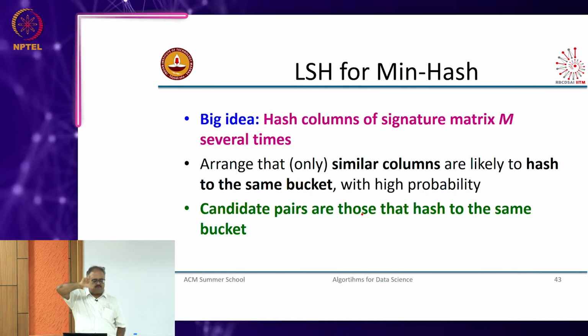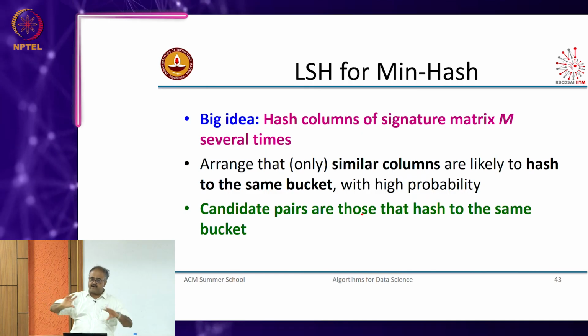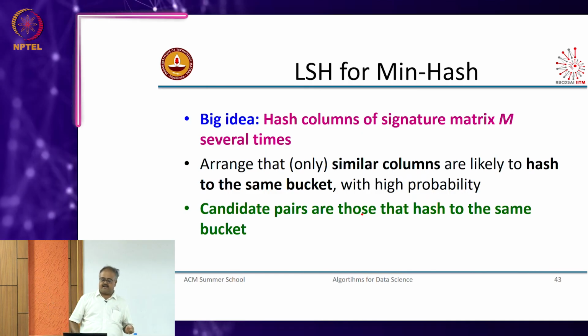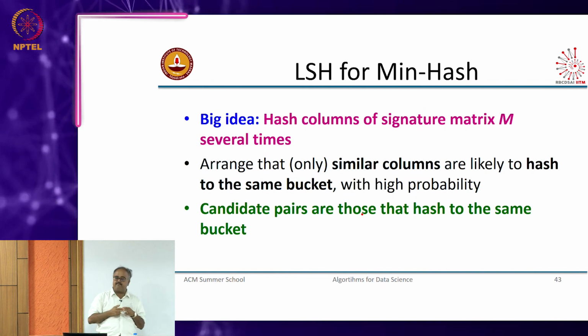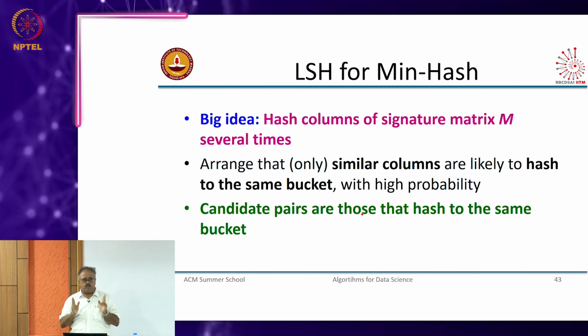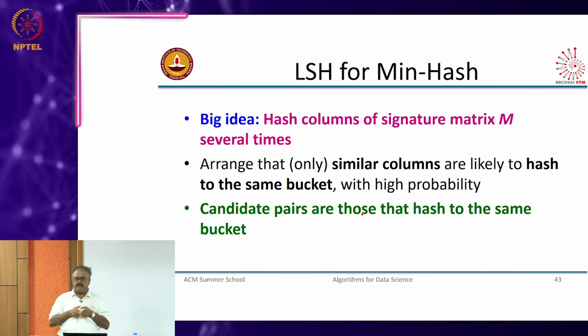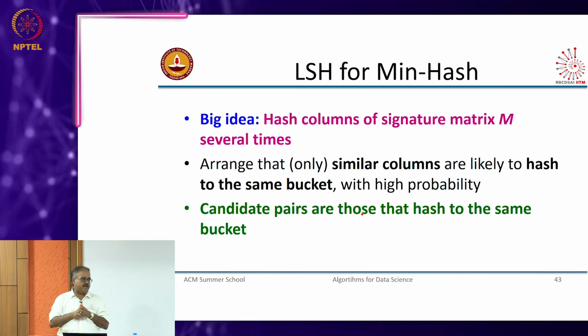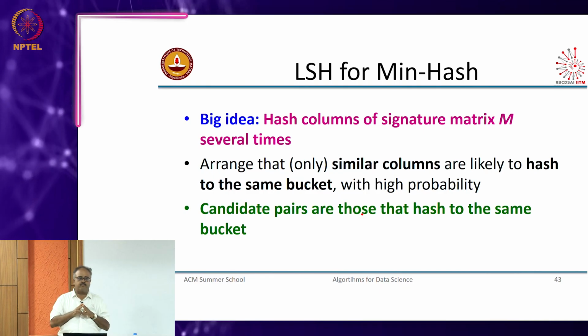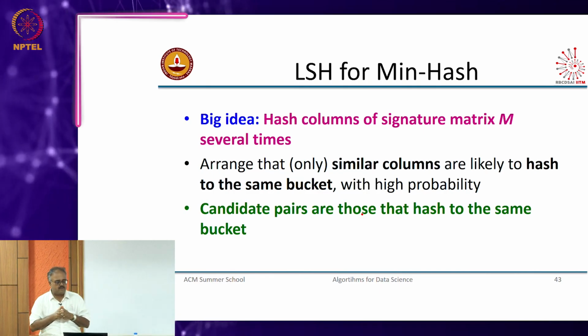we have the columns of this signature matrix, right. I am going to come up with a new hash function, right, such that if two columns hash to the same bucket, then with a high probability their similarity is greater than 0.8 or whatever threshold I give. So, I am just using 0.8 as my stand-in for threshold, right.